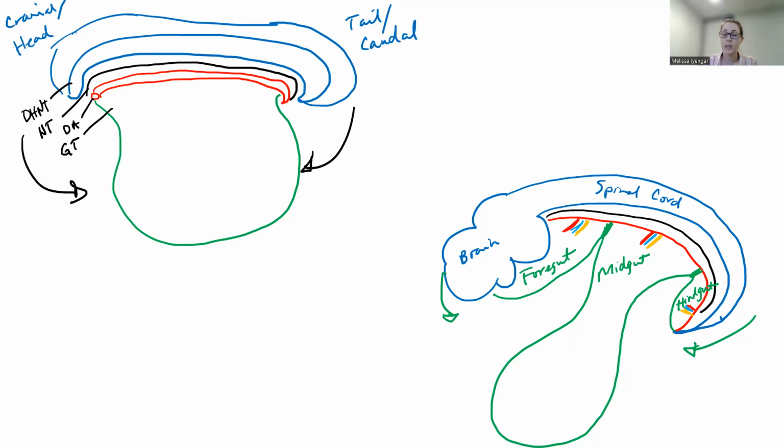The head bending creates the foregut and midgut partition. The tail bending creates the midgut, hindgut partition. So that means when the head and the tail bend at the same time, it creates all three parts: foregut, midgut, hindgut, okay?